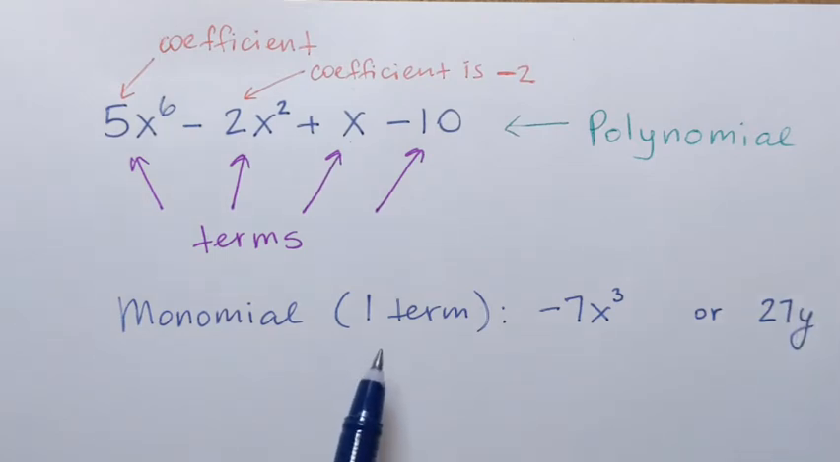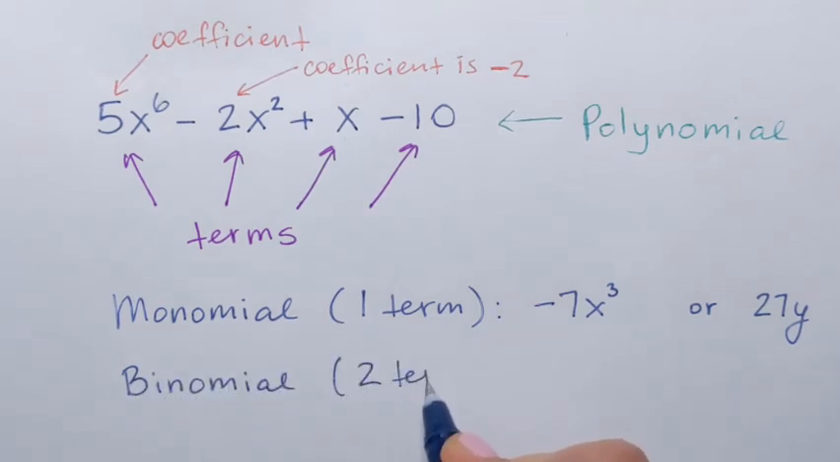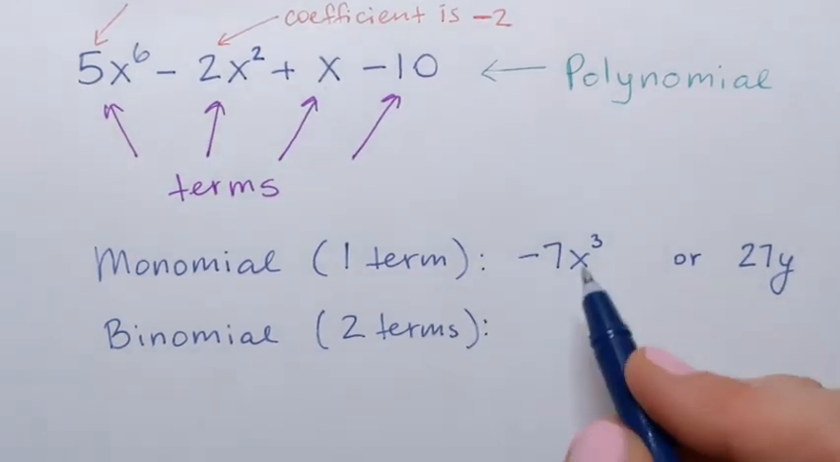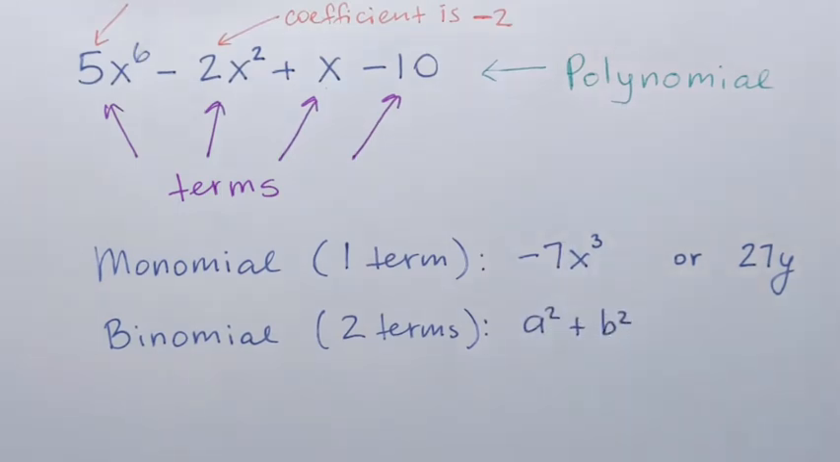Now, if polynomial has 2 terms, you probably can guess what's going to be the name. If 1 term is monomial, then if polynomial has 2 terms, it's going to be called binomial. What's going to be an example of binomial? Well, let's say a squared plus b squared. That's a binomial. By the way, polynomials can have different variables included, so it doesn't have to be only one variable, either x or y. Variables can be mixed within the polynomial.